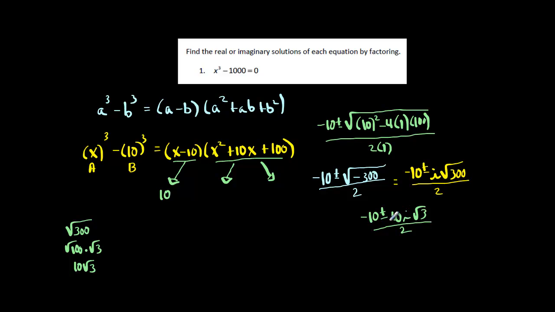This negative 10, 10, and 2 can all be cancelled and broken down. So this is going to give me two solutions. The first is negative 5 plus 5i root 3 all over 1. So I'm just going to write negative 5 plus 5i root 3 and negative 5 minus 5i root 3. So we have 1, 2, 3 solutions for the cubic.